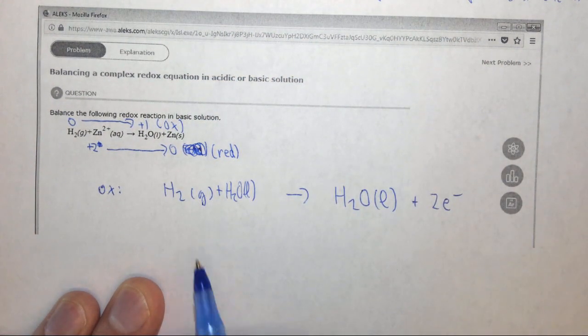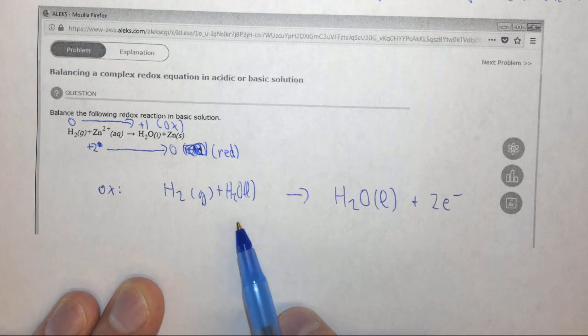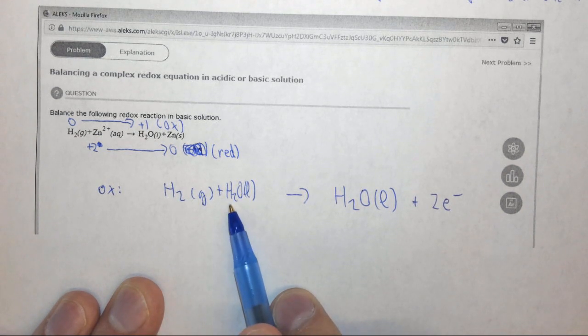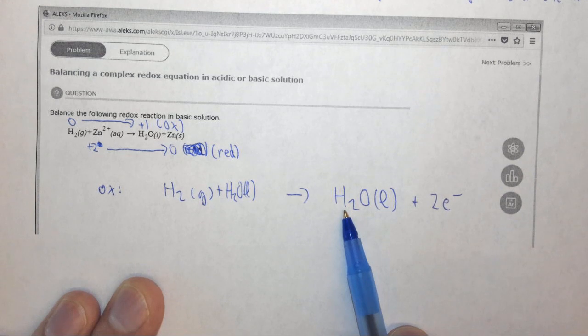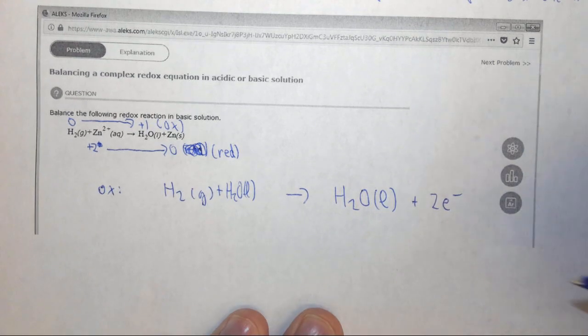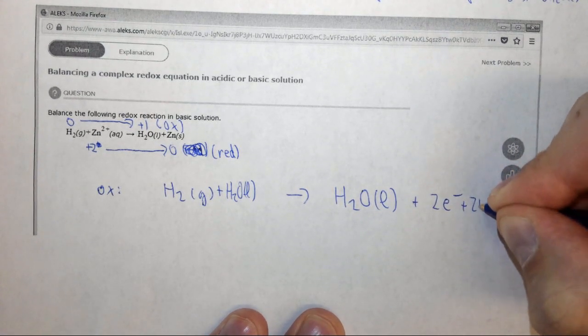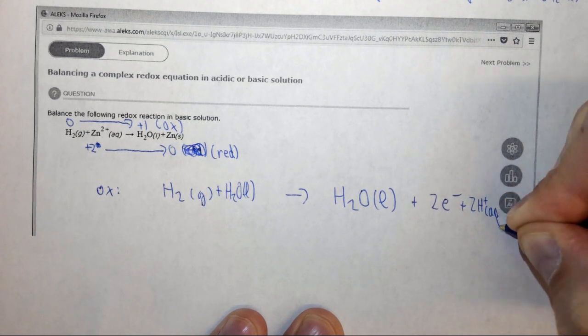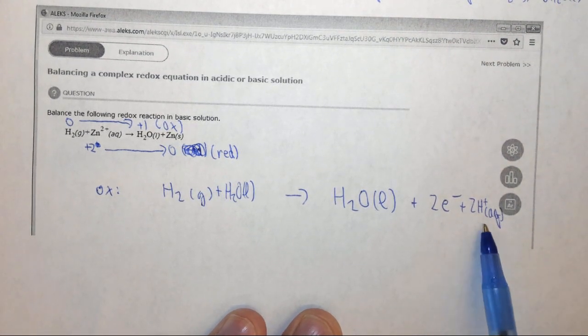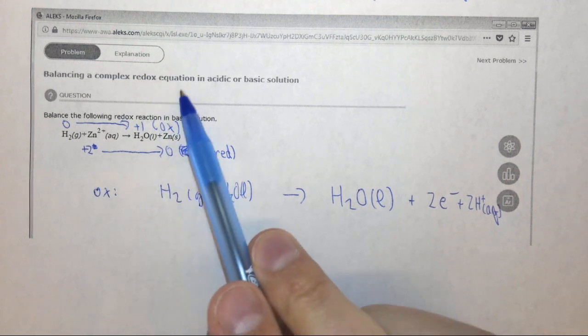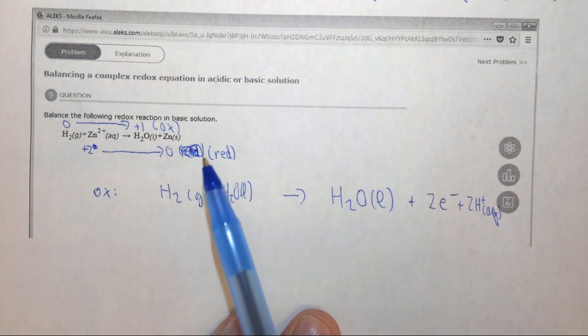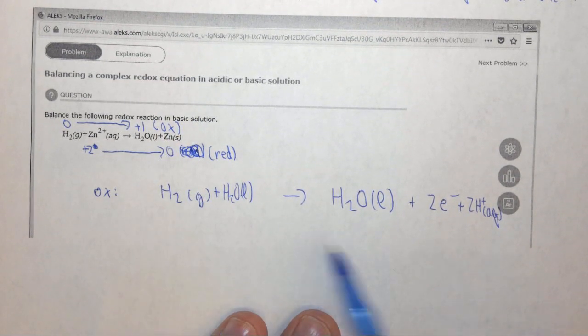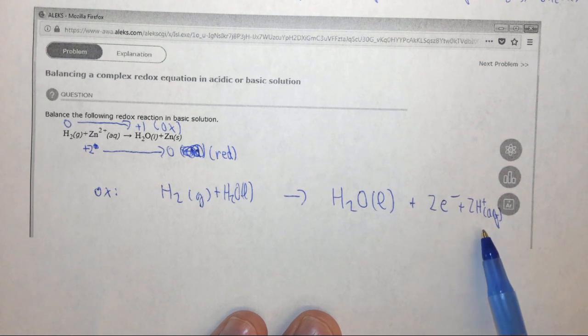And now we have 2 hydrogens here and 2 hydrogens here for a total of 4 hydrogens, but we only have 2 hydrogens on this side. So what we need to do is add 2H plus aqueous. Now you may be saying to yourself, how can you add H plus? This is in basic solution. Well, the very last thing we want to do is neutralize the acid. And we want to do that by adding 2 OH minus to each side.